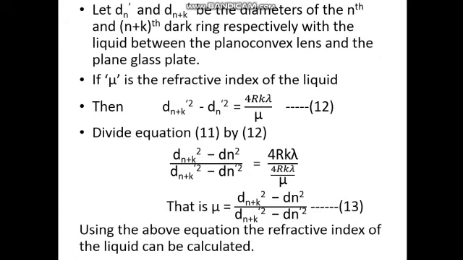From these two equations, that is equation 11 and 12, we get (dn plus k square minus dn square) divided by (dn plus k dash square minus dn dash square) is equal to mu. Using this equation, the refractive index of the given liquid can be calculated.